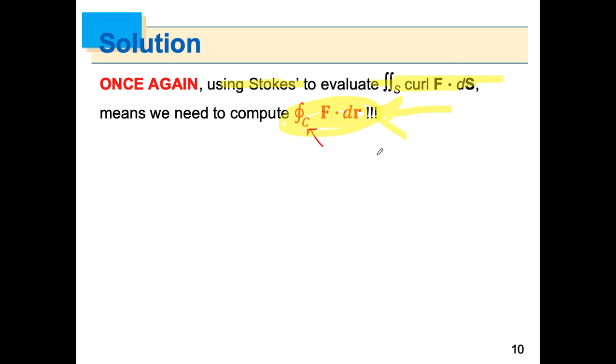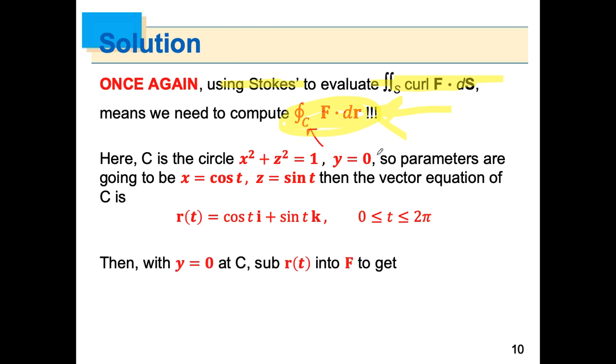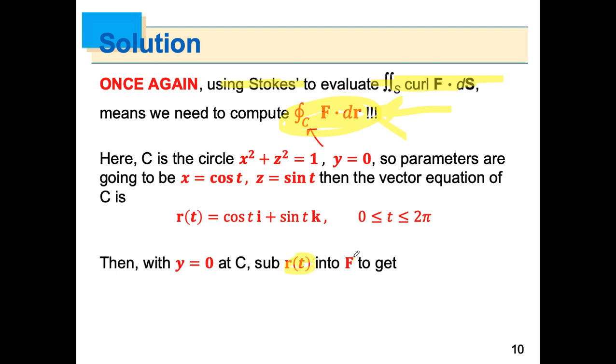Now in this particular case, our curve is the circle x squared plus z squared equals 1. So once again, I'm going to go ahead and use my parameters to be x equals cosine t, z equals sine t, which means our vector equation for C is going to be cosine t i plus sine t k. So in addition to the fact that y equals 0, where the curve is, once again, like the previous problem, we're going to go ahead and substitute in r of t into F.